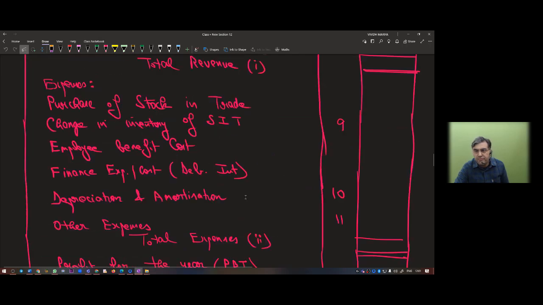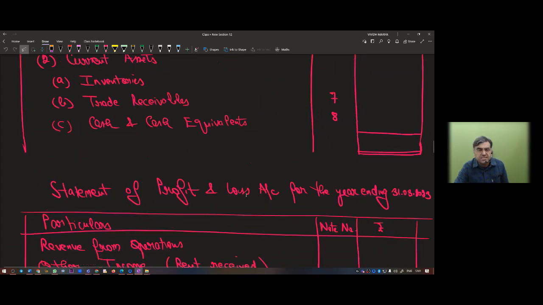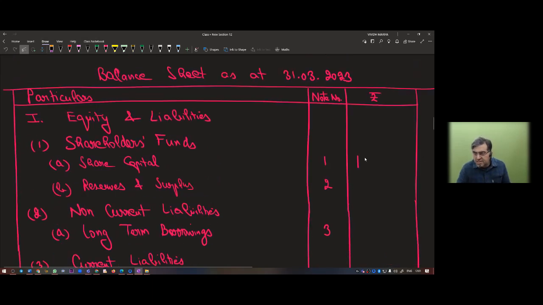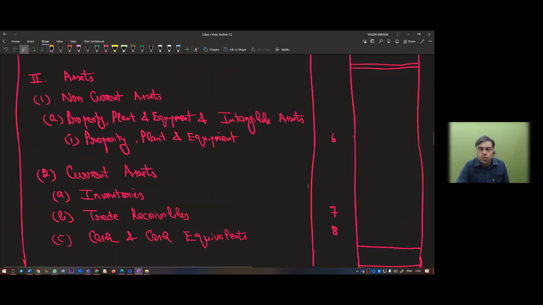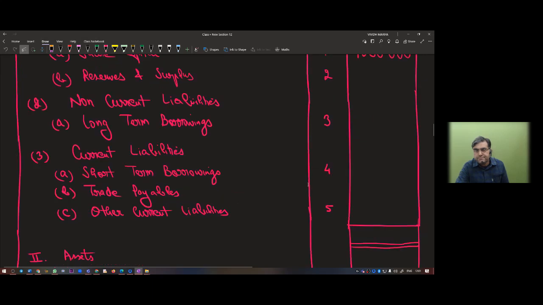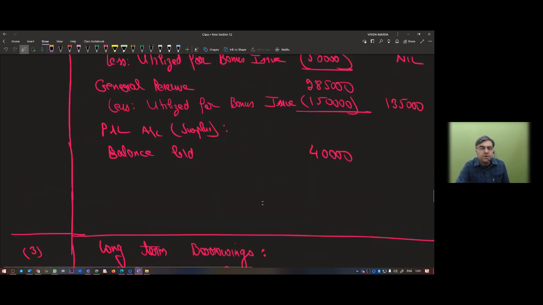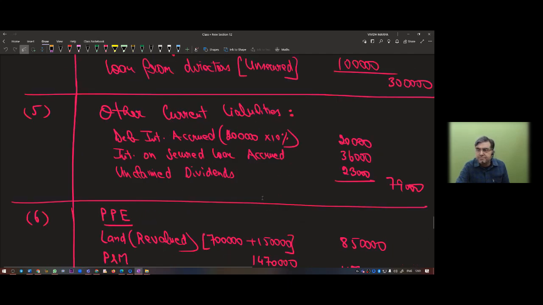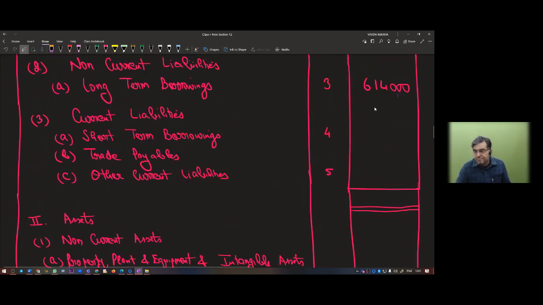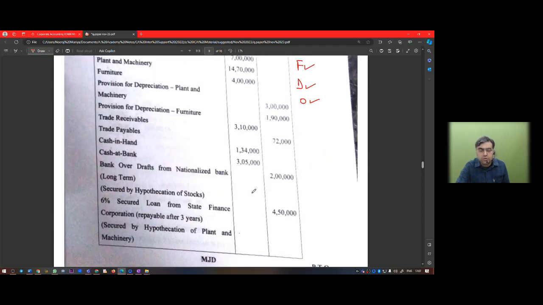Let's fill this much of information before going further. So note number one, it is 16 lakhs. Note number 2 is pending. Note number 3, it is 6,14,000. Note number 4 and 5, it is 3,79,000. Other than that, the trade payables are to be copied from the question. Trade payables are 72,000.